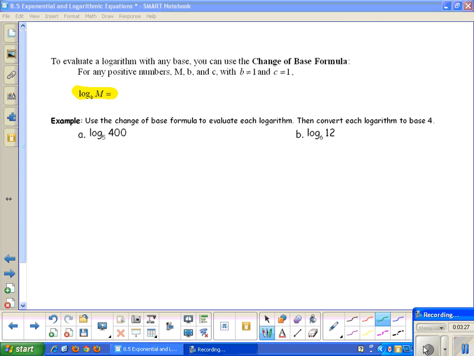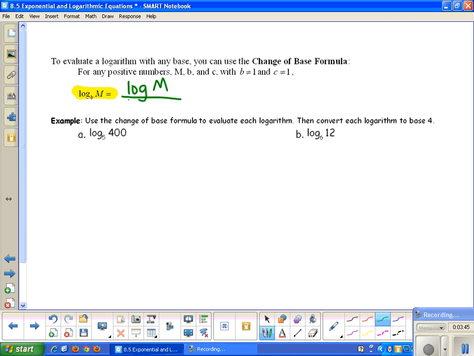Now, before we solve those exponential equations, we are going to talk about the change of base formula. To evaluate a logarithm with any base using this formula, we change it into base 10. So this would be the log base 10 of m divided by the log base 10 of b. Notice that the base goes on the bottom and the larger number that you're taking the log of goes on the top. This is what we're going to use in our equations to help us solve some of these exponential equations.